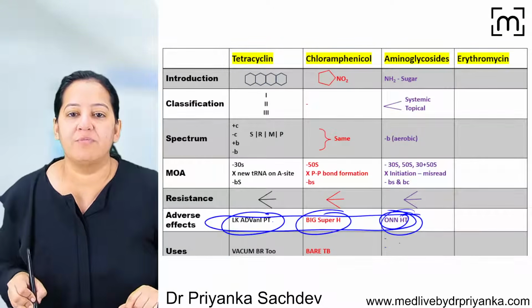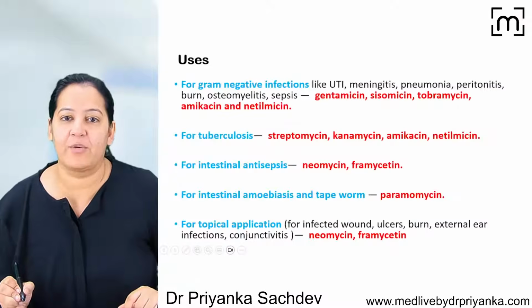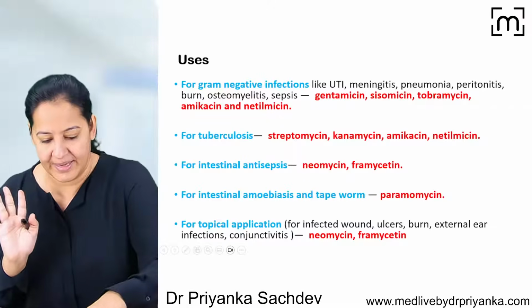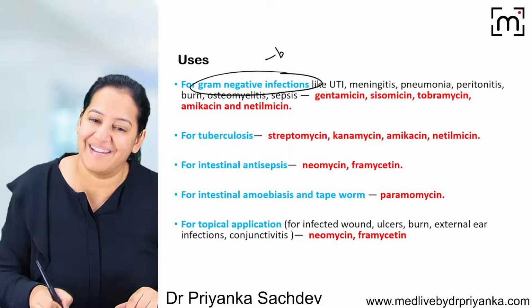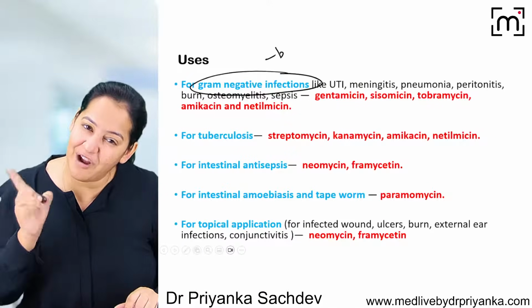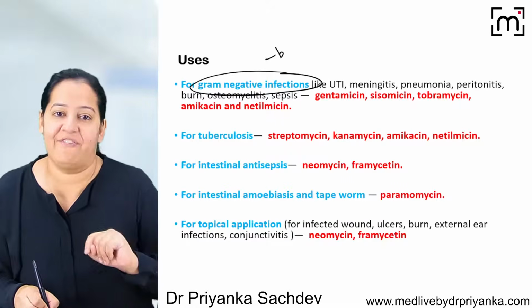Now coming on the uses. For uses, unfortunately, I don't have any mnemonic. You have to learn here. So uses of aminoglycoside. You can learn: for gram-negative infections we give, because it is active only for gram-negative aerobic bacilli. So we give only for those infections. So gram-negative bacilli infections, number one.